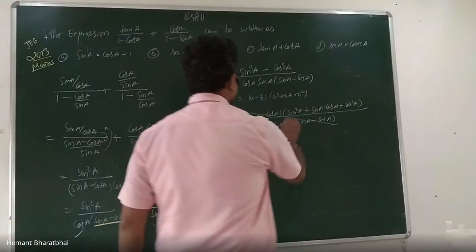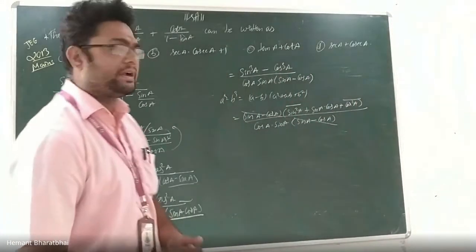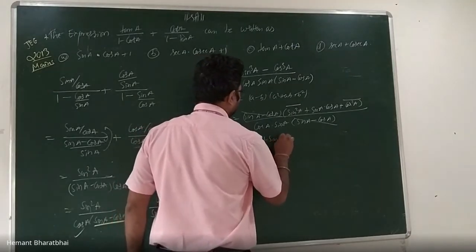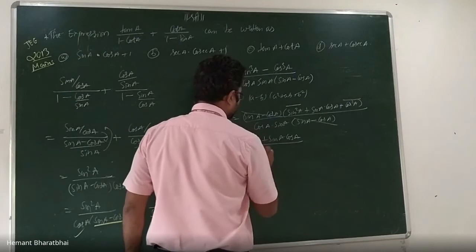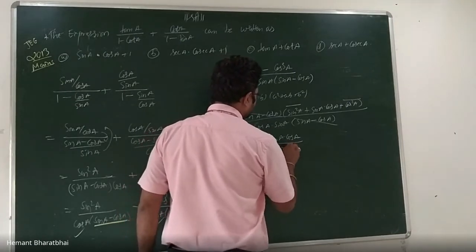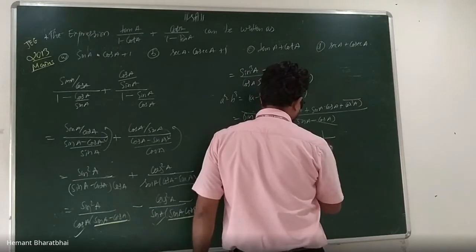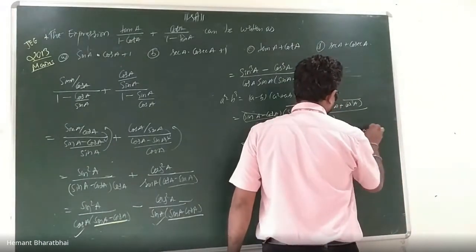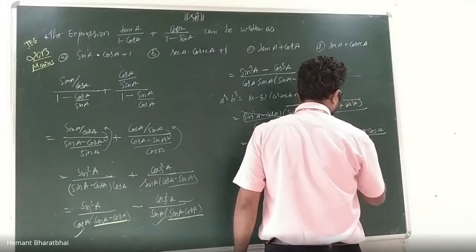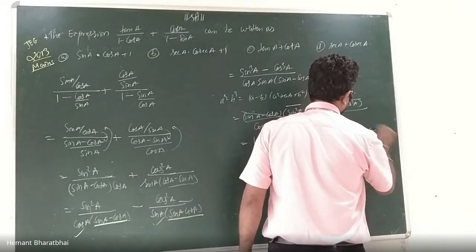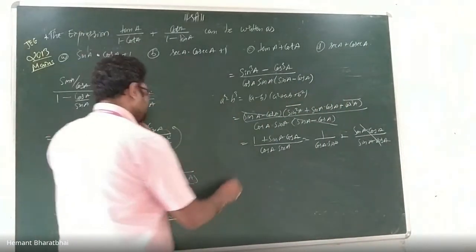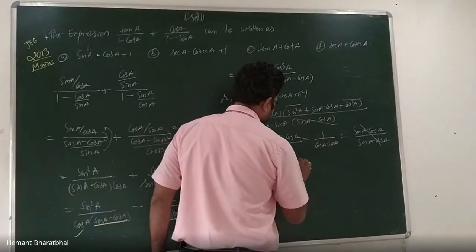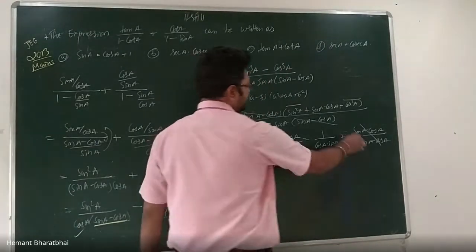Then this sin square A plus cos square A, so that will give me 1. Sin square A plus cos square A is 1. So that will become 1 plus sin A into cos A, the whole upon cos A into sin A, which can further be written as 1 upon cos A into sin A plus sin A into cos A upon sin A into cos A. This term is cancelled, so 1 by cos can be written as sec A, 1 by sin can be written as cosec of A, plus this gets cancelled, so I get 1.